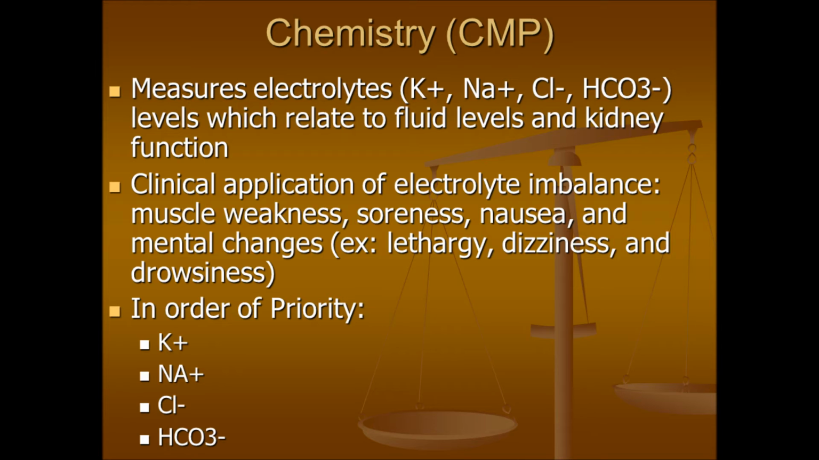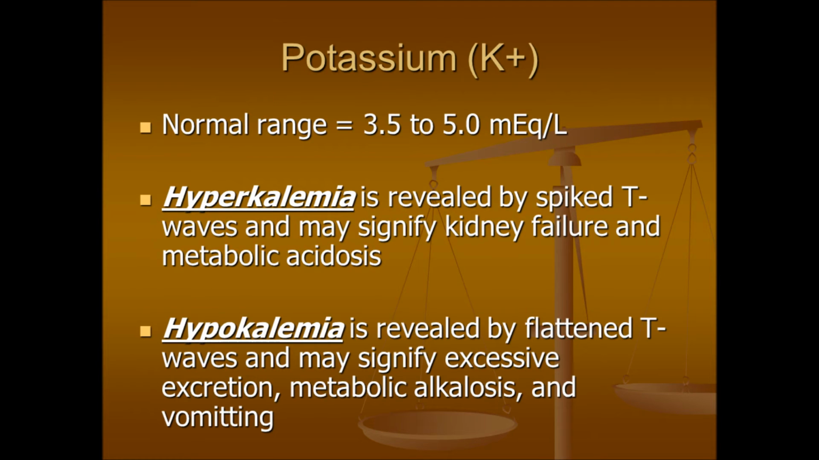All of those are factors, signs and symptoms that you may need to get a chemistry level and that they may have some type of electrolyte imbalance. So we're going to talk about each one of these individually. Also with the chem panel, that's going to be collected in a red top tube or a speckled top tube, sometimes green, but mostly red and speckled top.